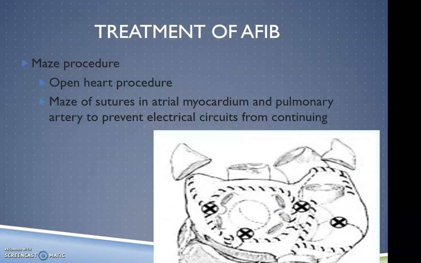Some other treatments here, I have the Maze procedure. This is not, you don't have your chest cut open just to have this done. This is part of an open heart procedure. If you have a history of AFib, they might make a maze of sutures to try to interrupt that electrical pathway. Something else that they'll do during open heart surgery is a left atrial appendage ligation. They tie off that left atrial appendage so that blood will no longer collect out there and clot. And anything that's in that outpouching, if there is clotting, will not be able to be expelled out of it.